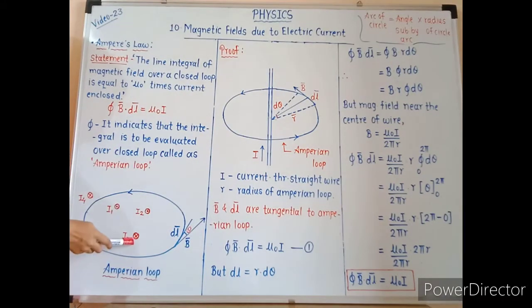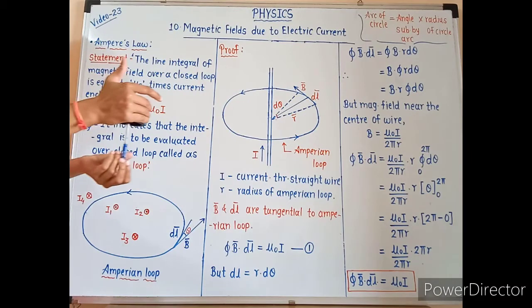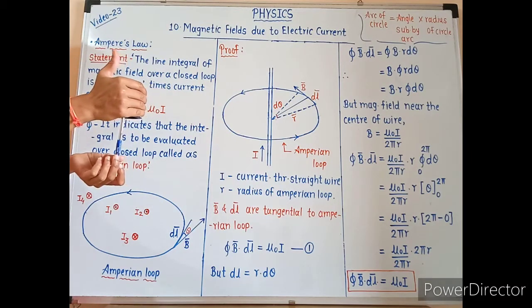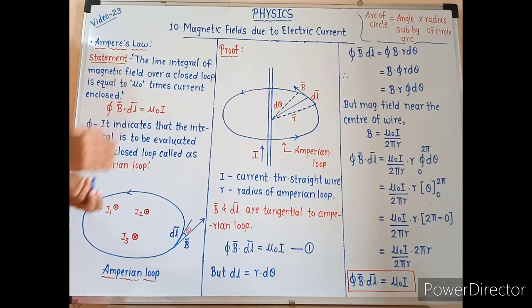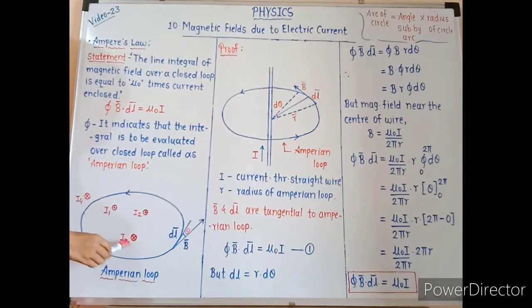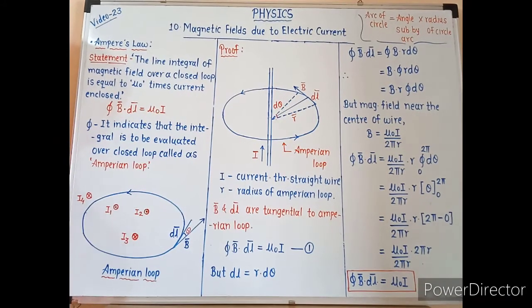Now these currents I3 and I4 are anti-parallel to this stretched thumb, that is opposite in direction. So I3 and I4 are negative, as these currents are anti-parallel to this stretched thumb.